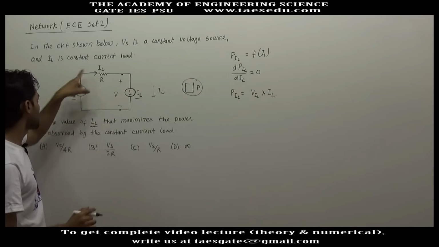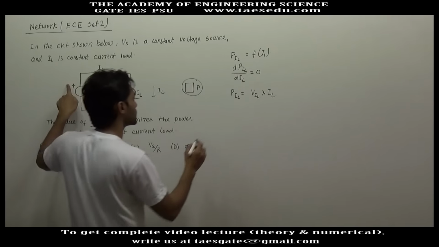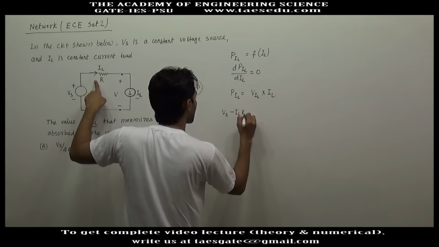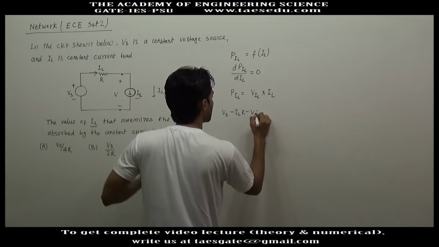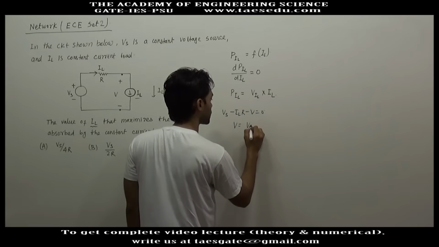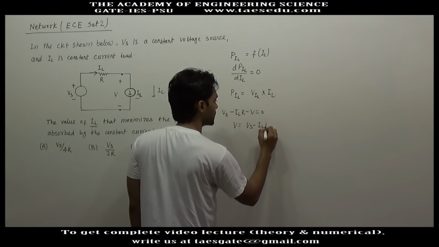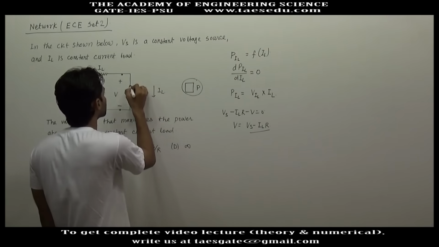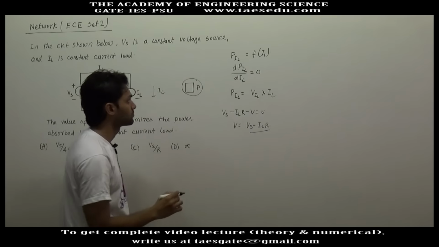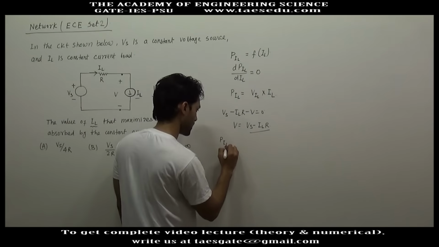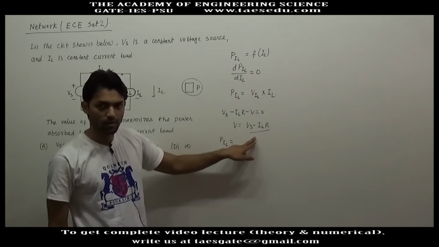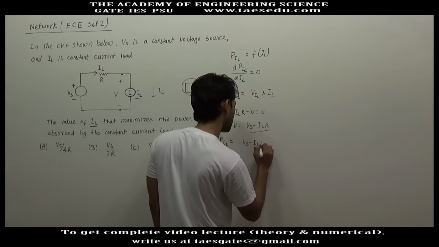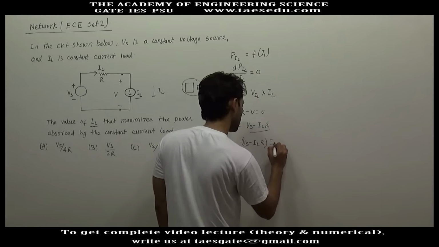Now if you apply KVL, here you have gain of voltage Vs minus IL into R minus V equal to 0. So V will be Vs minus IL into R. This is the voltage across this current source. So power PIL will be Vs minus IL into R, into current IL.